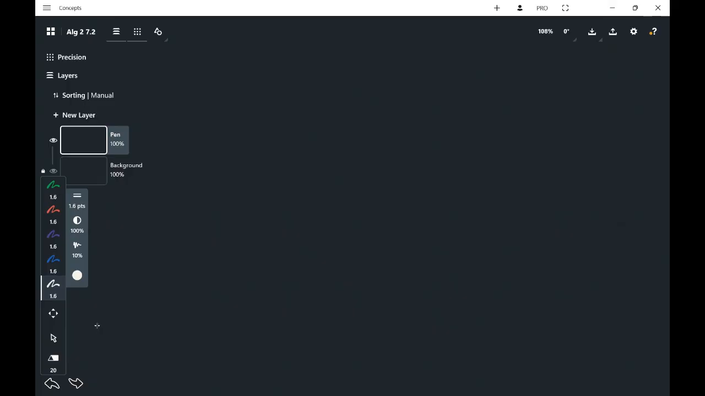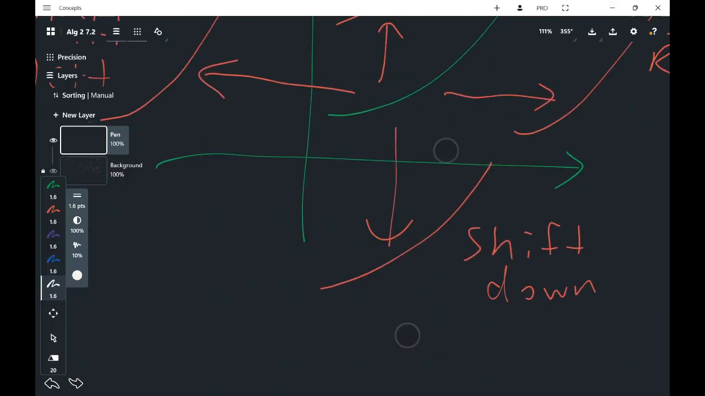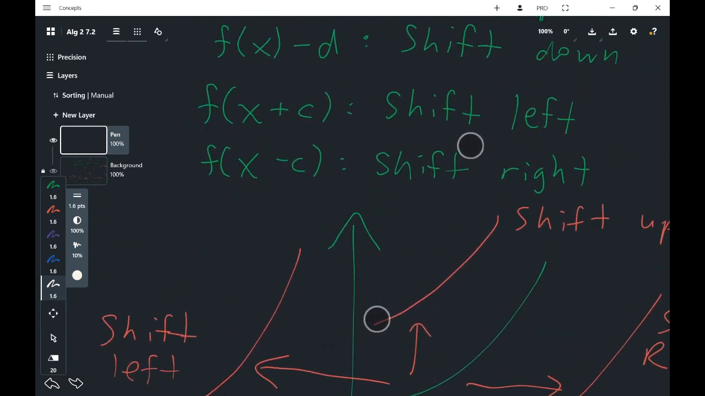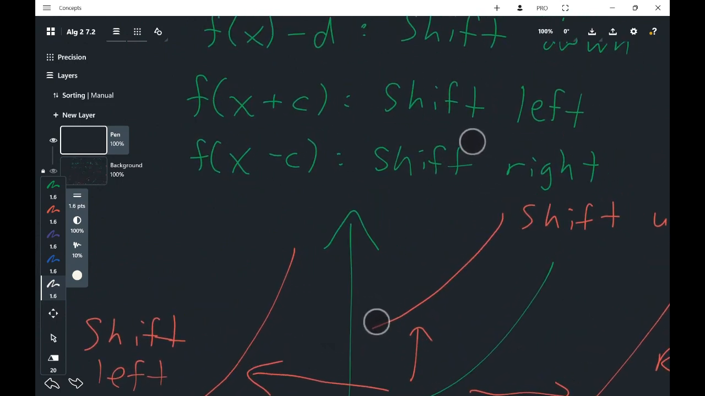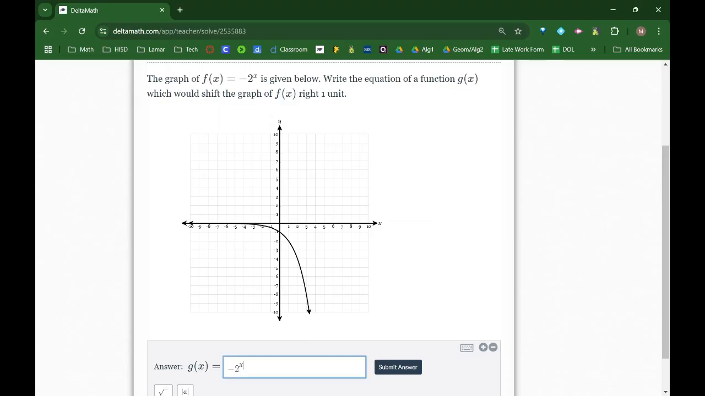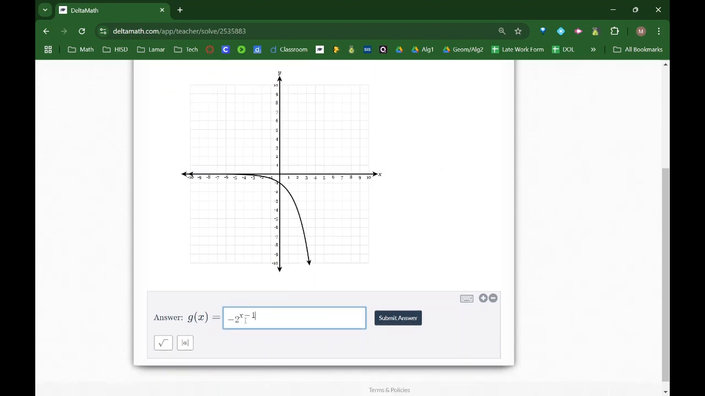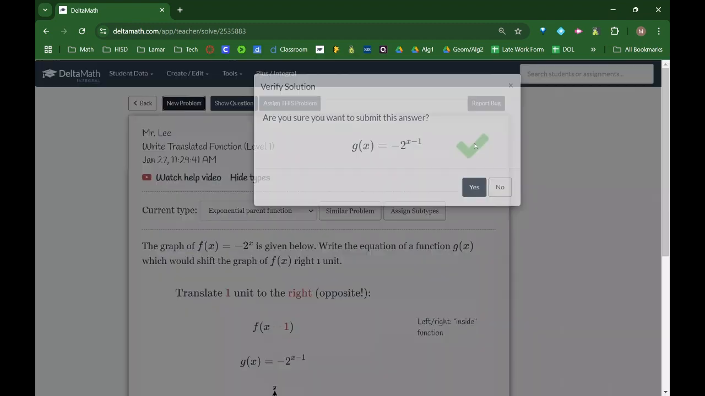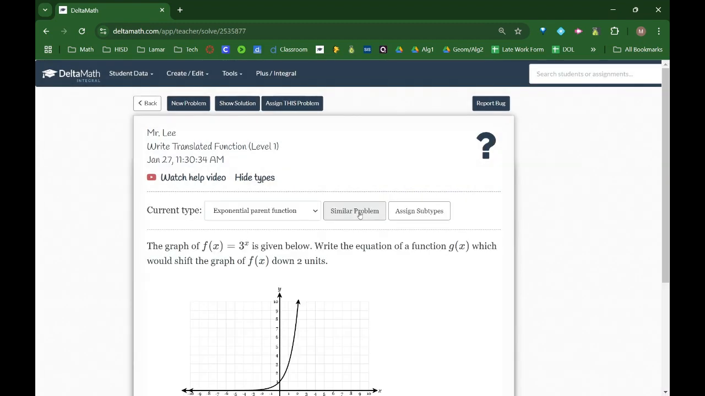We want to shift this to the right. So let's take a look at our notes here. If we're shifting to the right, that's going to be a minus whatever number it is next to the x. So that means next to this x here, I'm going to put a -1. And it needs to be inside of the exponent, which is, this is perfect here. So let's submit that. We try another one.